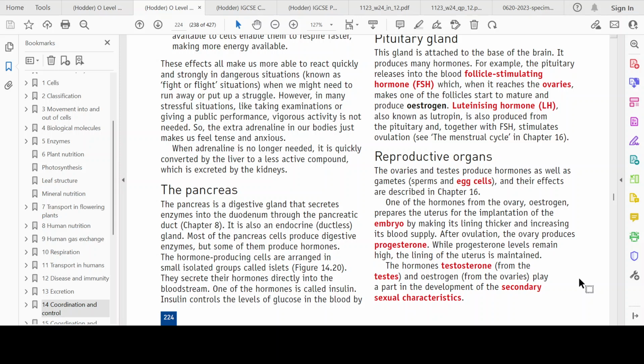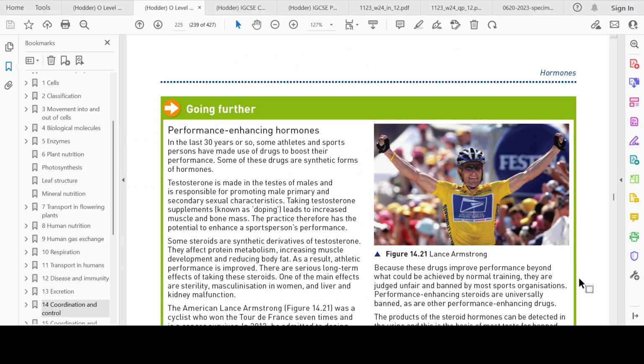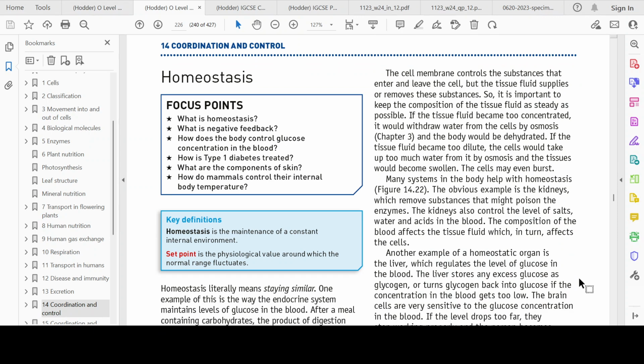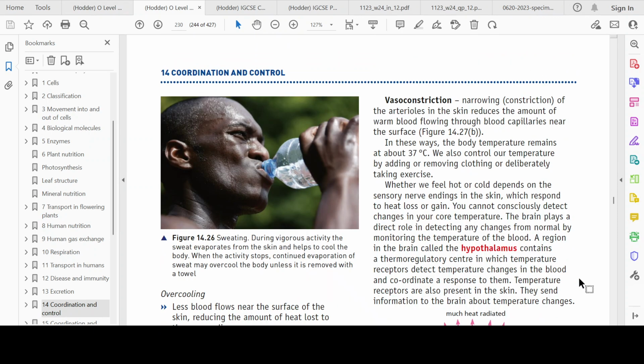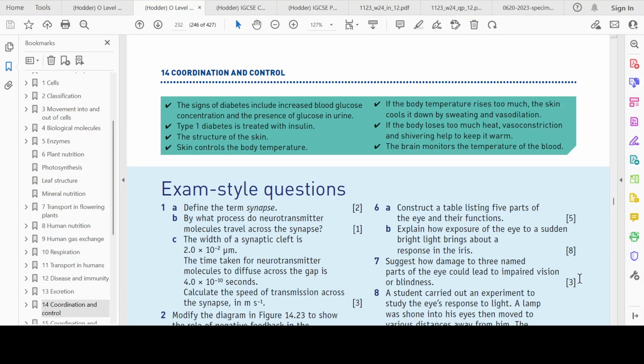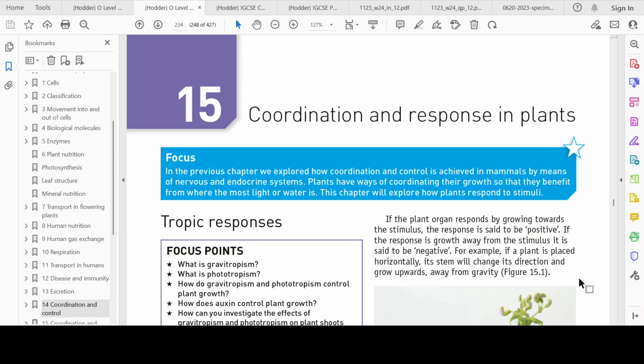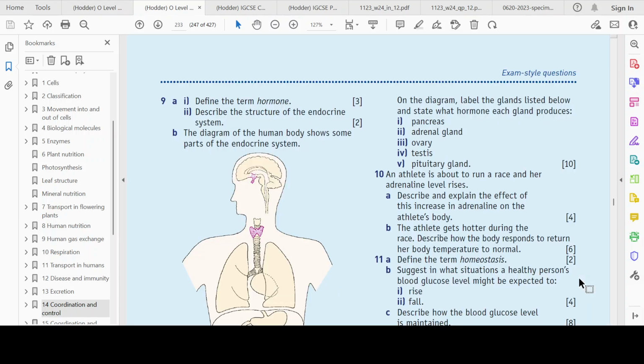Okay, and with that, I'll end class. We can talk about homeostasis the next time and actually complete this chapter. So we'll finally be done with chapter 14, and then we can move on to the next one.